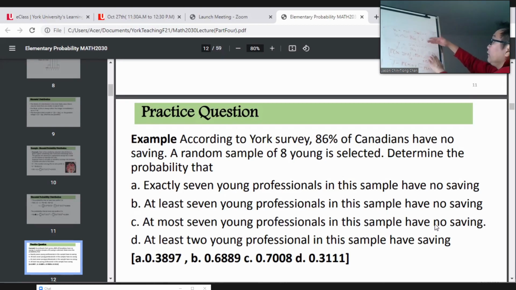Yeah, so now in this one, y becomes p. Q is 0.86, because by my definition y is saving and x is no saving.